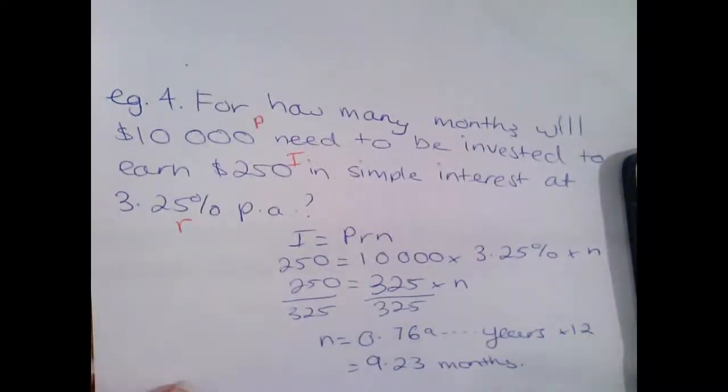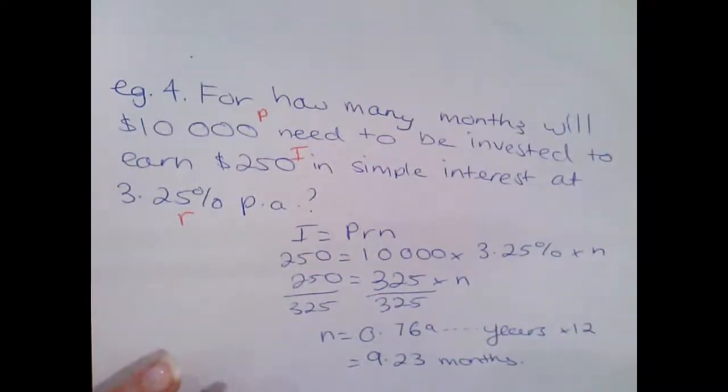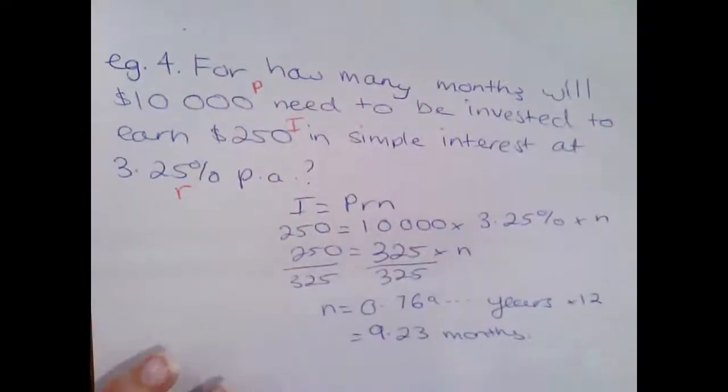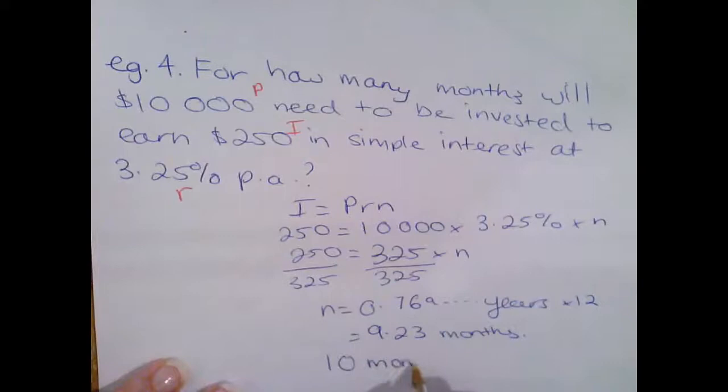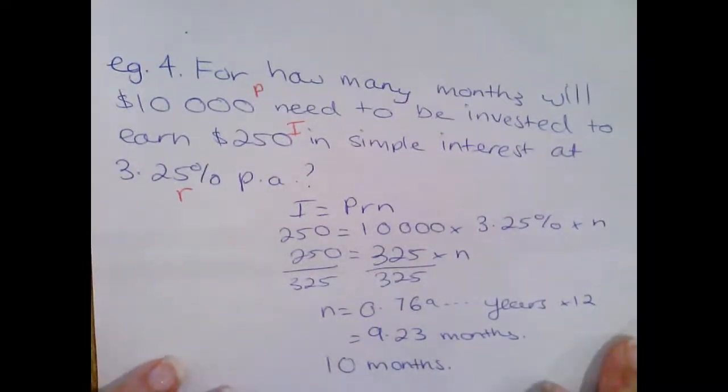This one's a little bit tricky because if it's invested for 9 months, it's not going to earn the 250. It's going to be less than that. So in order to get the 250, it has to be in there for 10 months. The interest will be paid after 10 months. So 9 months will be not enough, and 10 months will be over, but it will have earned that amount. So sometimes you think 9.23, I'm going to round to 9, but you have to think about the context of the question as well. So let's say 10 months it will need to be invested in there. Okay.